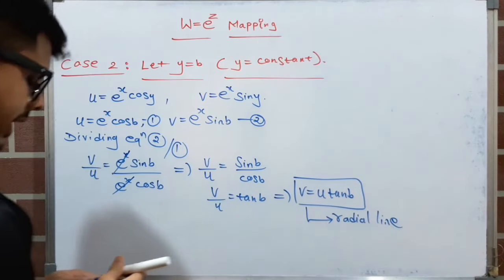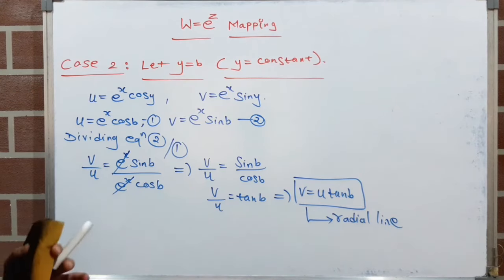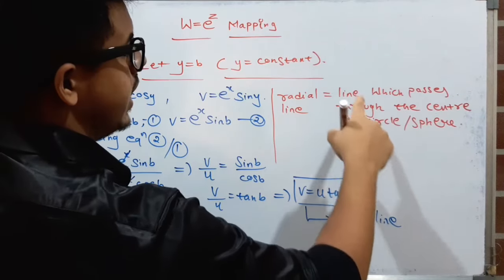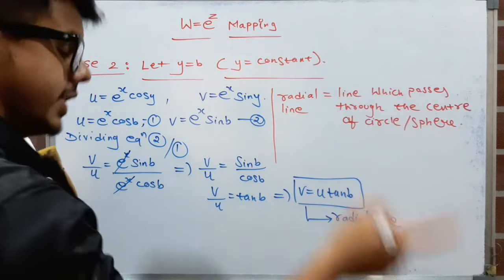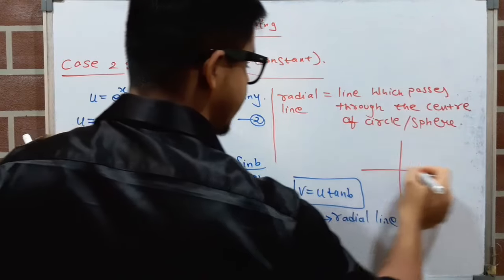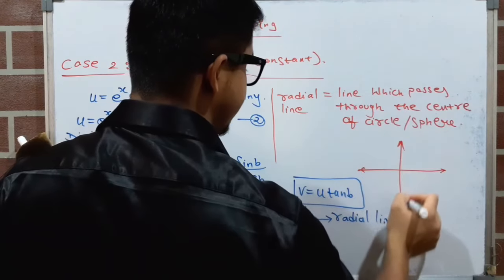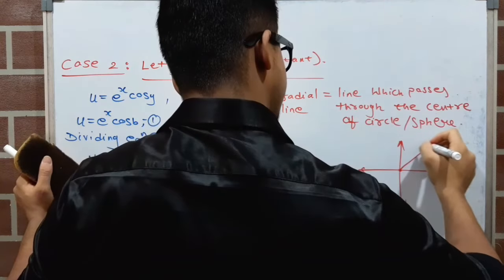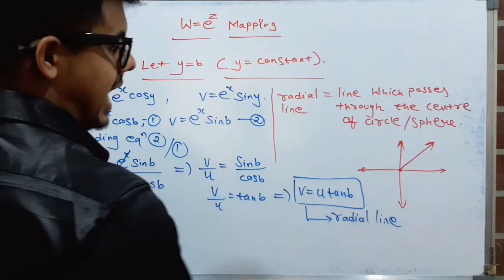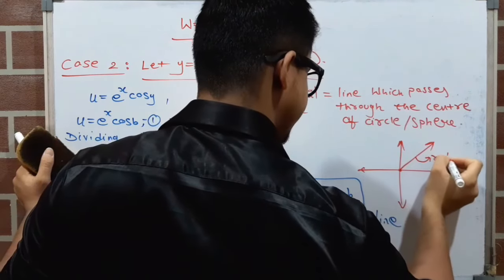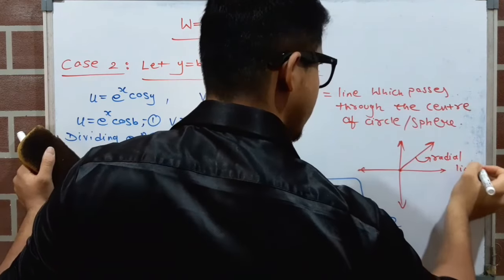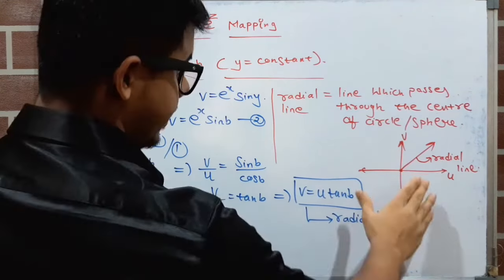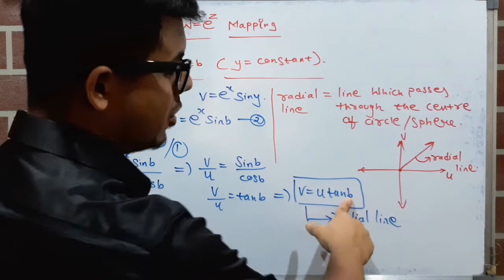Now what is a radial line? I will write the definition. A radial line means a line which passes through the center of the circle. As we know, the center of the circle in the mapping w equal to e raised to z is (0, 0), at the origin. So this line will definitely pass through the origin. This is the radial line, this is u and this is v. The orientation of this line depends on the value of b.